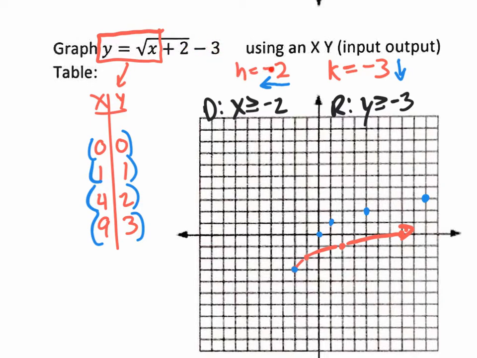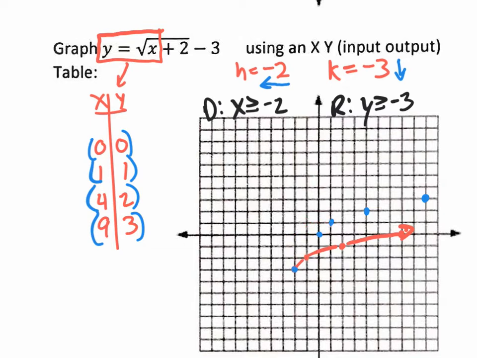So h is really -2, that's why we shifted 2 to the left, and k is -3, which means 3 down. So each of these blue dots, we move 2 to the left and 3 down, 2 to the left and 3 down, 2 to the left and 3 down.